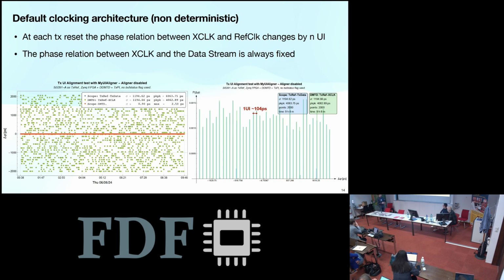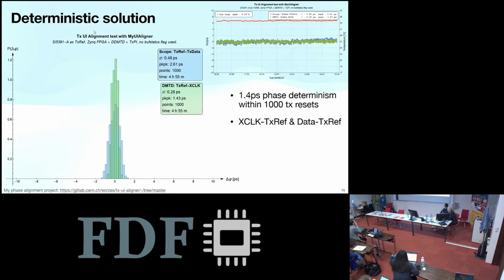So let's see what happens when we apply this phase measurement and the phase shift technique to achieve the determinism. In green, still we have the phase between the reference and X clock, and we see that after measuring and shifting, we end up with just one phase instead of 40 different phases. And the final determinism is below 2 picoseconds, so this is perfect for our goal for the high luminosity upgrade.